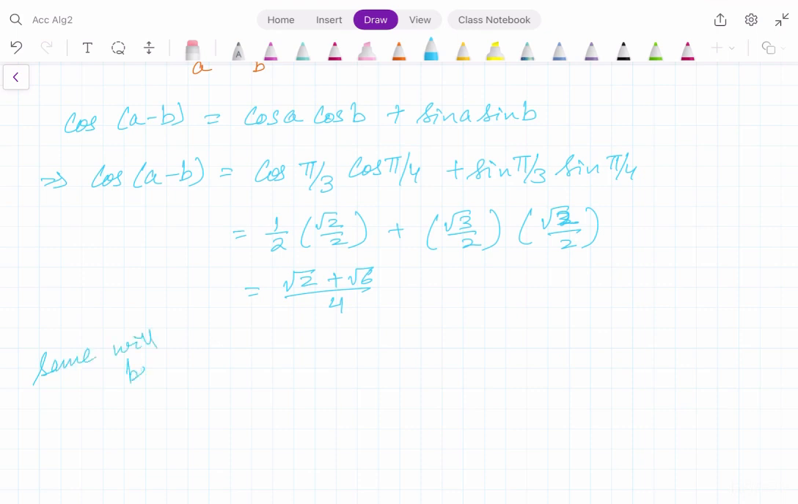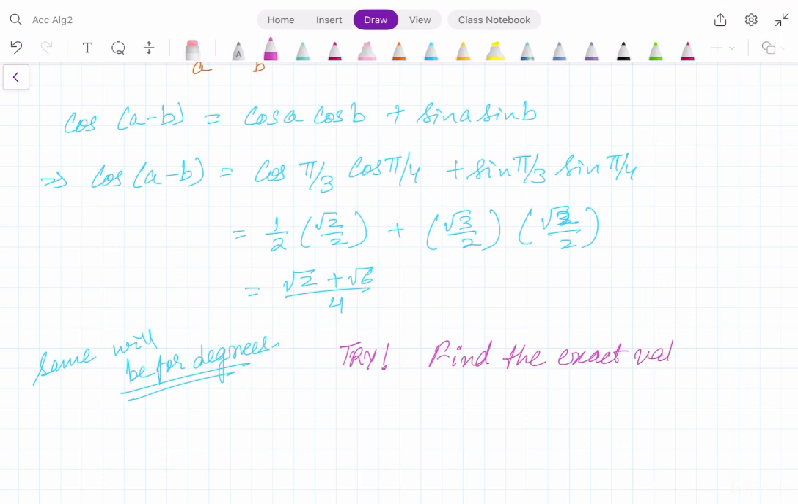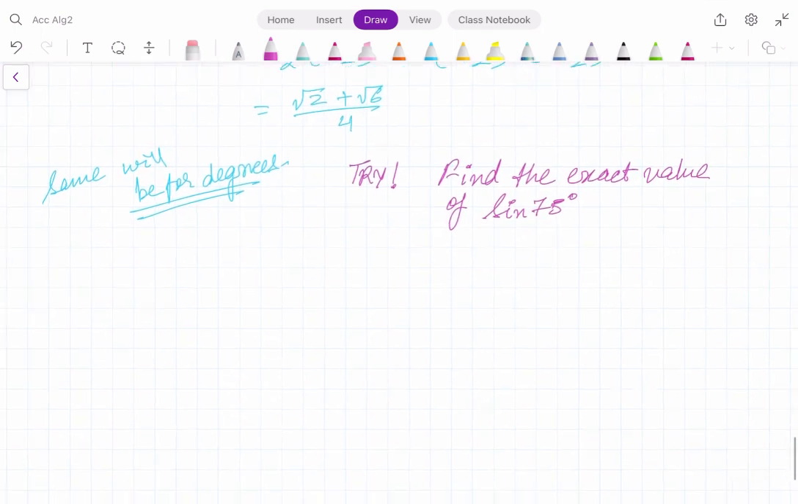The same thing will happen, and you can solve the same way if the angle is in degrees. For example, cos 75 degrees, or maybe 95 degrees or 135 degrees, how will you solve it? So try one question. Find the exact value of sine 75 degrees. The same thing, split 75 degrees in terms of the common angles on the unit circle: 30, 45, 60, 90, and so on.